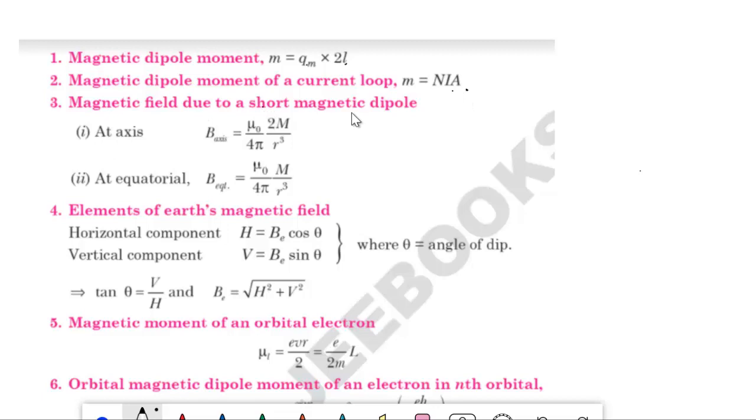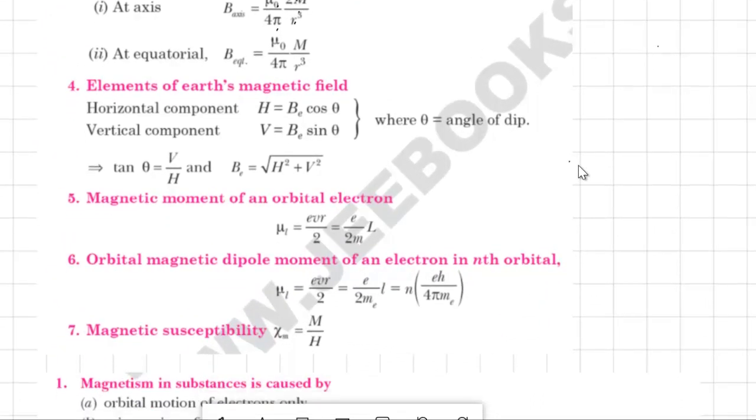Magnetic field due to a short magnetic dipole. If we are considering along the axis, it is mu 0 by 4 pi into 2m by r cube, where m is the magnetic moment. At the equatorial plane, when we are considering, it is equal to mu 0 m divided by 4 pi r cube.